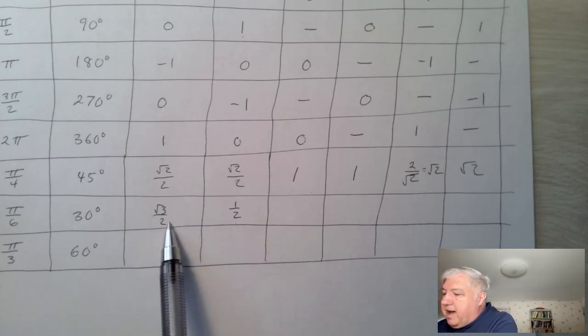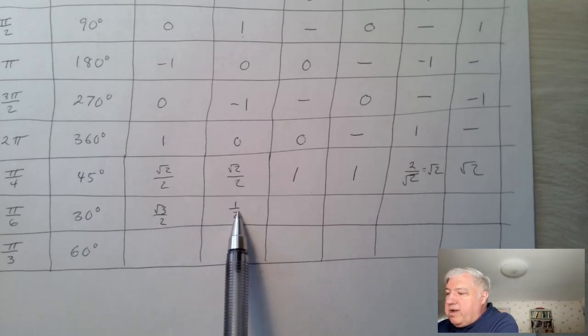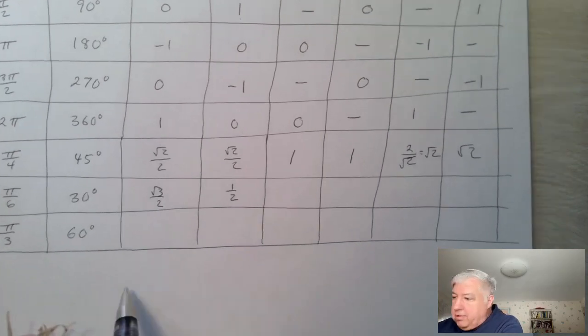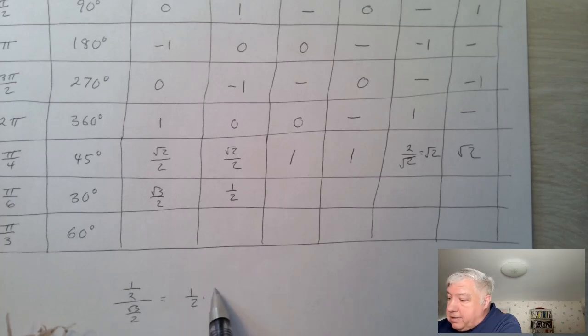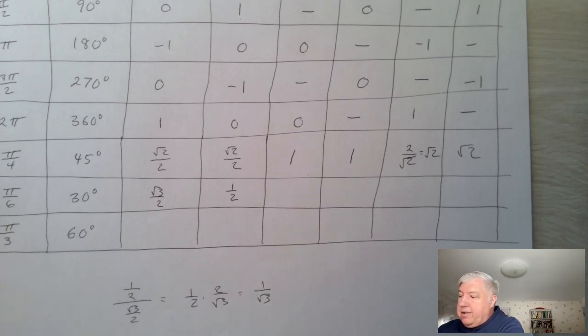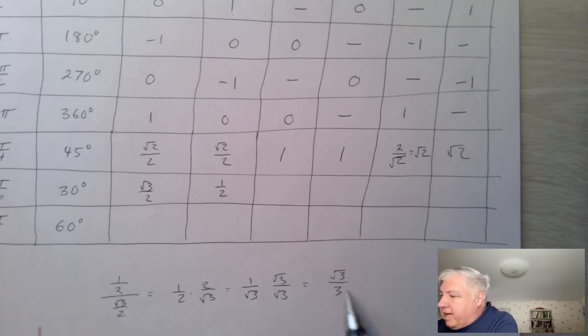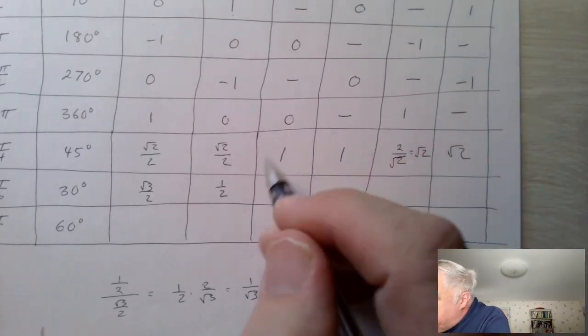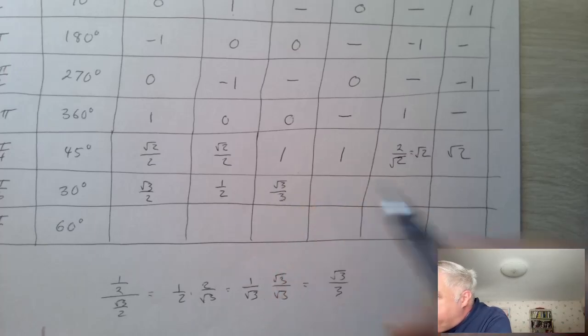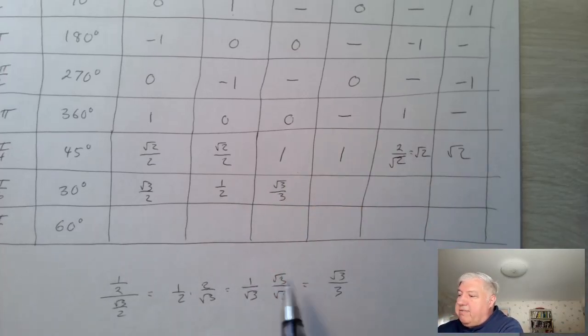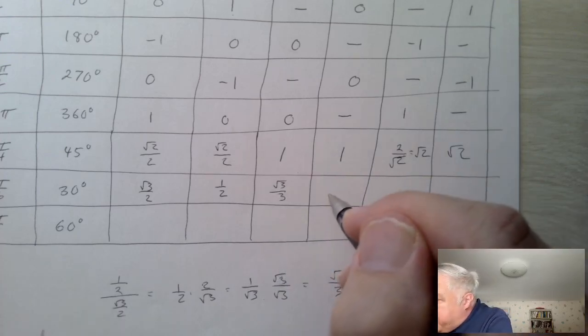And this divided by this, this is 1/2 divided by square root 3/2. If you wanted to simplify this, take the reciprocal, so this would be 1 over square root 3. And if we rationalize this, we get square root 3/3. Or we can just write this as 1 over square root 3. Maybe we'll write it like this. So this will be square root 3/3. And the reciprocal of this will be square root 3.